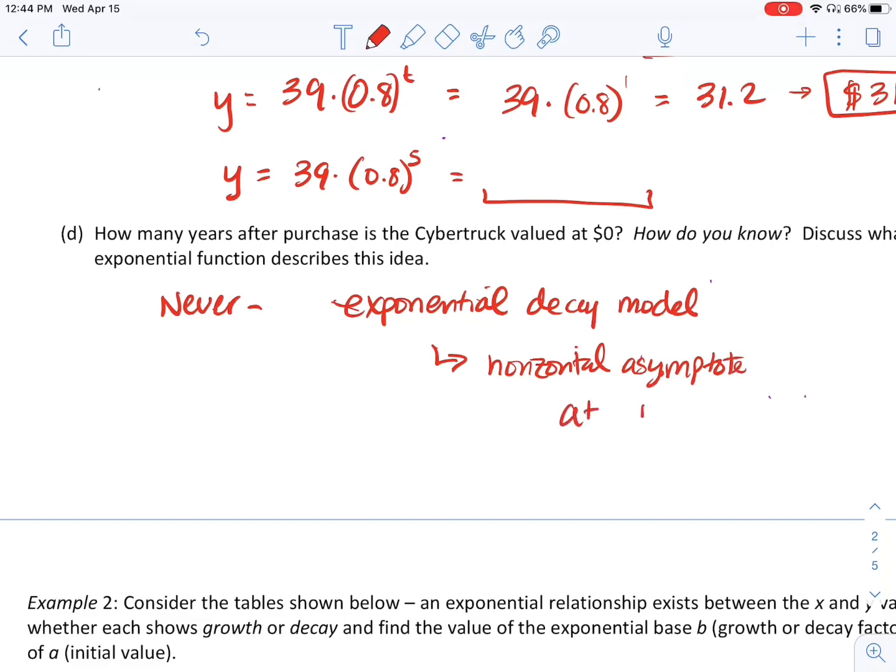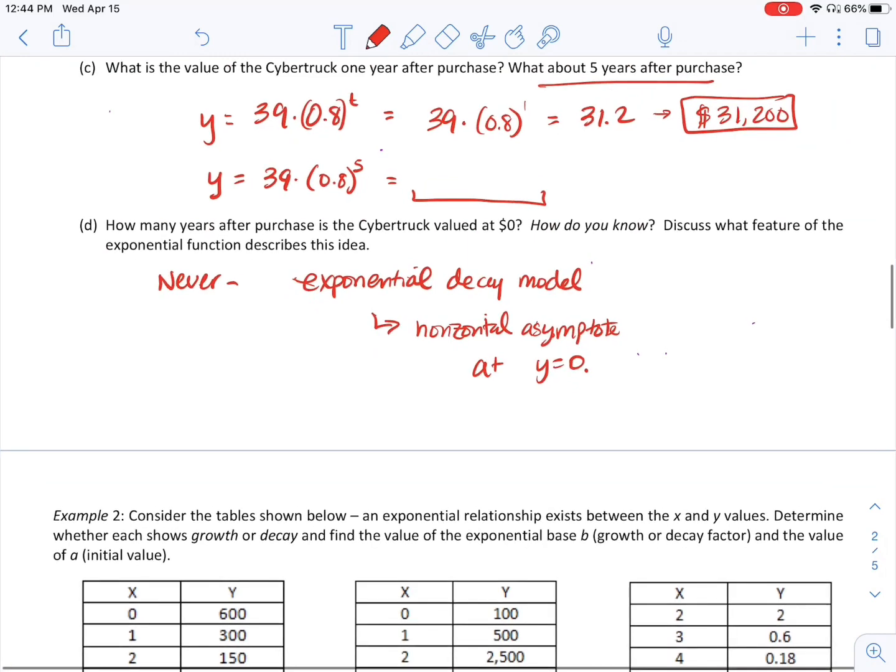At y equals 0. Therefore, since the graph will never actually reach 0, it'll tend towards 0, but it never will actually reach 0, we can pretty realistically conclude that the Tesla truck will never be valueless. It never will be worth $0.